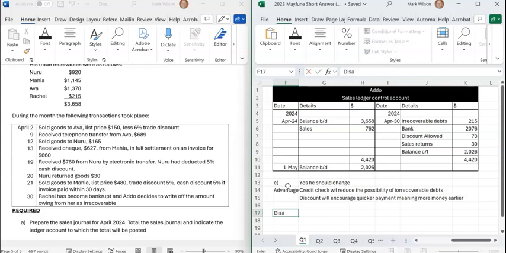And the disadvantages, lose money from discount and credit check may be expensive and put some customers off. Very good, 20 out of 20. See you for question 2.